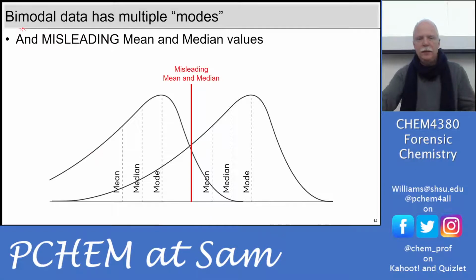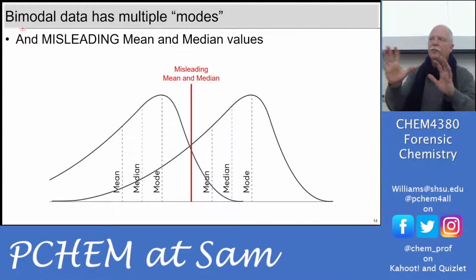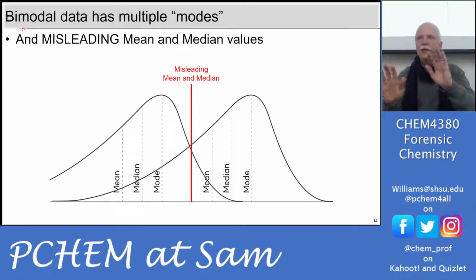So here's again, just discussing that multimodal data. Here's a couple of very evenly distributed or even populations, meaning the same number of individuals or groups or data points in each distribution. And there's two modes here, two medians, two means.